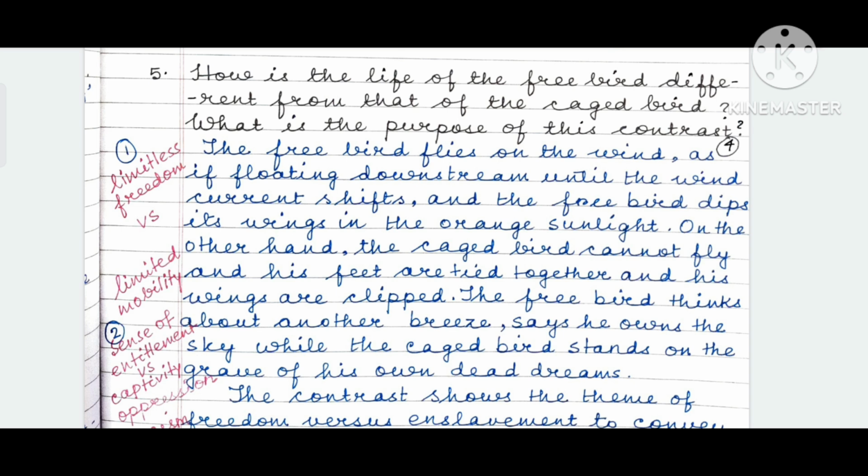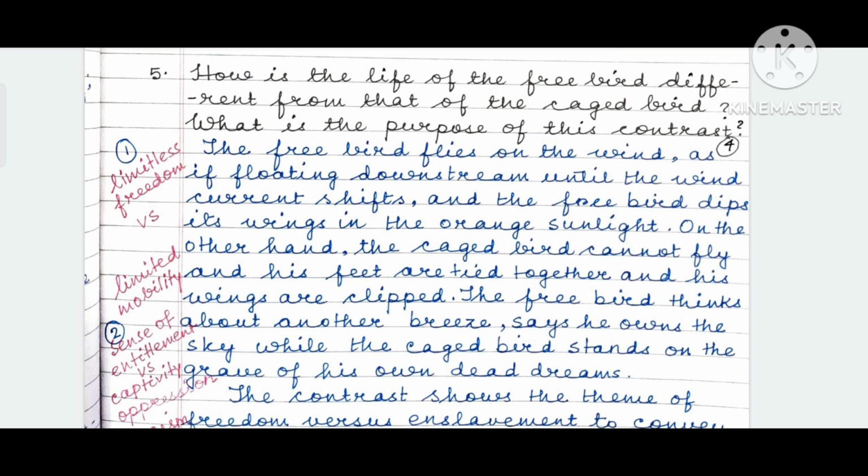The free bird flies on the wind as if floating downstream until the wind current shifts, and the free bird dips its wings in the orange sunlight. On the other hand, now since this is a comparison question, I have specifically used the expression on the other hand. You may also use but or while in order to highlight the difference between the two birds. On the other hand, the caged bird cannot fly and his feet are tied together and his wings are clipped.